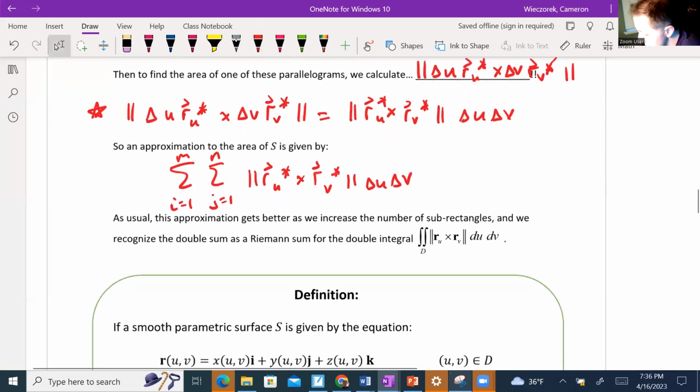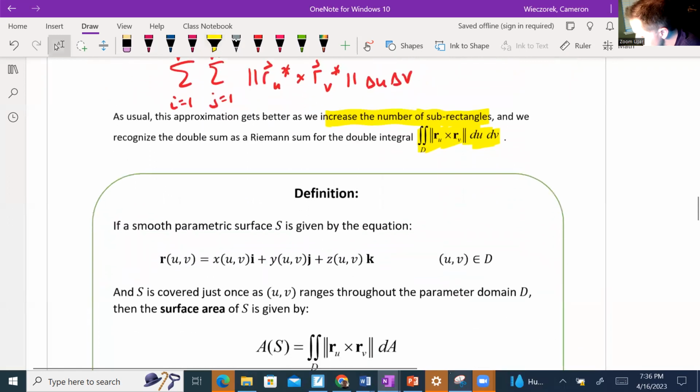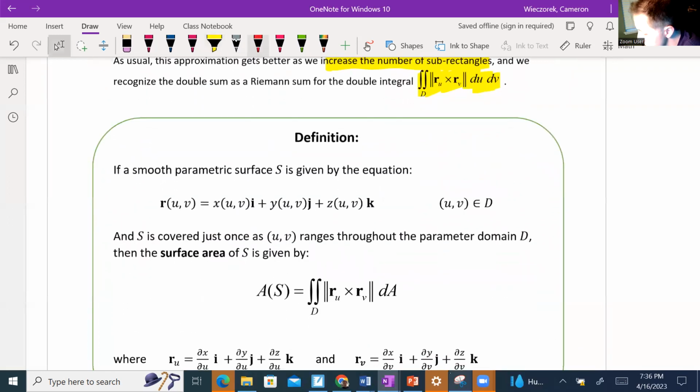This approximation, as usual, is going to get better as we increase the number of subrectangles. And so then it turns into a double integral. Okay, not a big surprise. We've seen this a lot this year. And so that's going to be how we find the area of our surface, right?